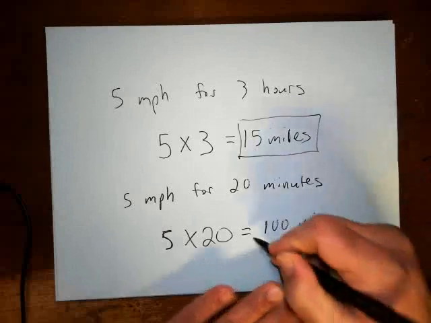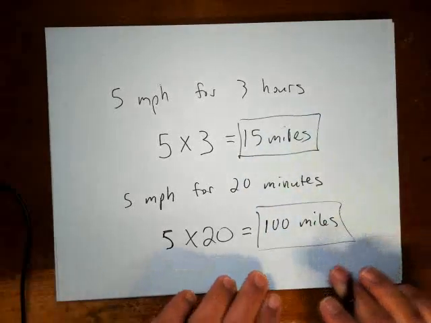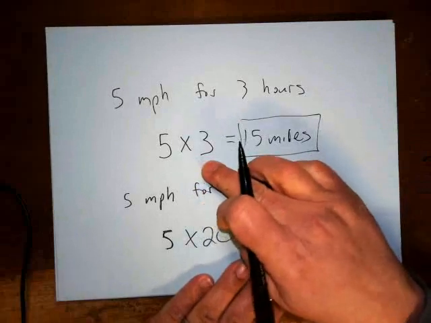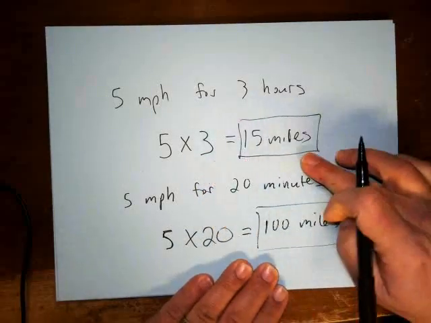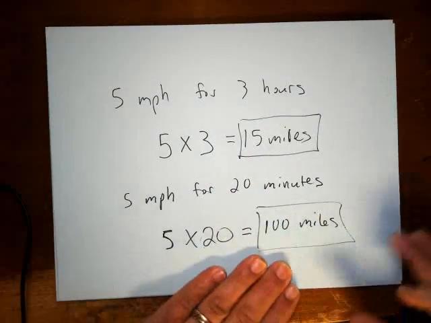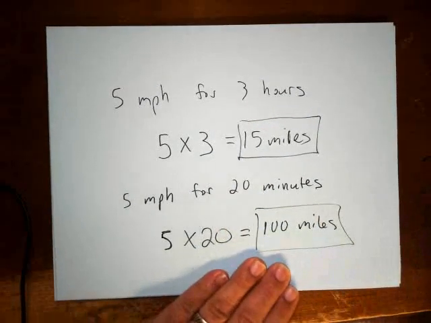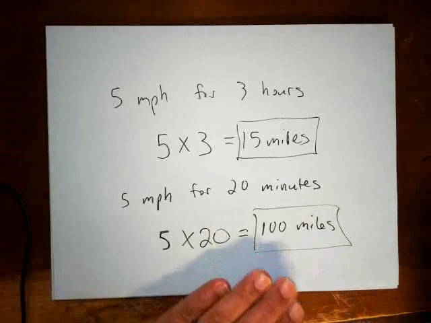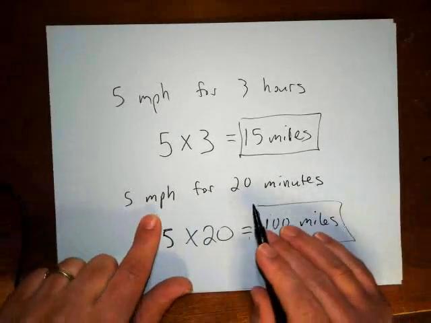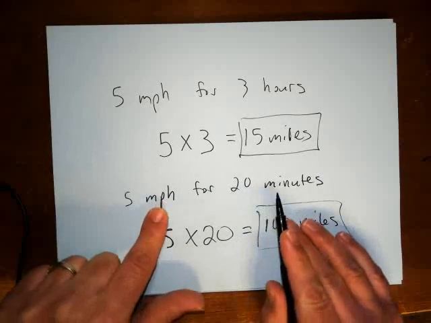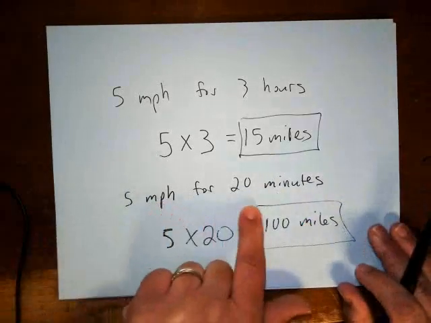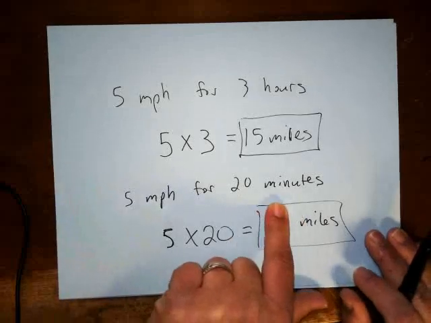100 miles. Wow! Is that serious? Because here I actually ran for 3 hours and I only went 15 miles, but here I ran for only 20 minutes and I've gone 100 miles. How in the world can that be? Okay, now you probably realize the mistake here. Okay, these two do not match.